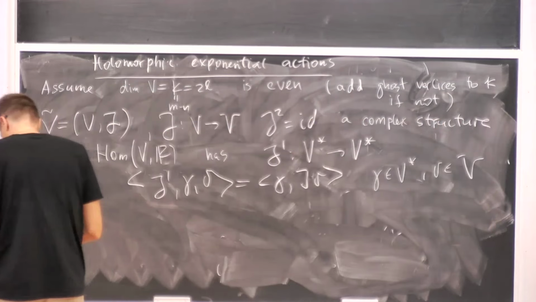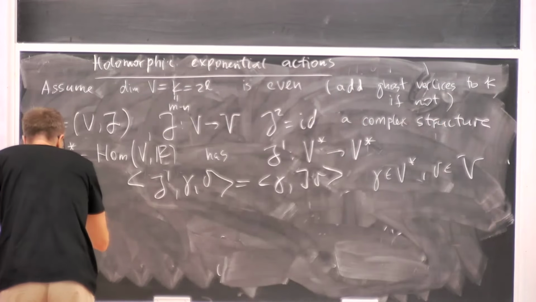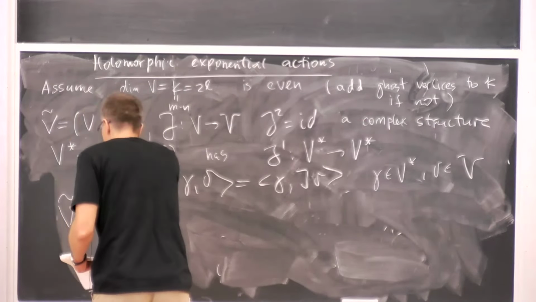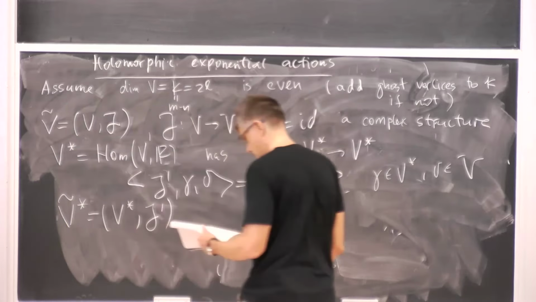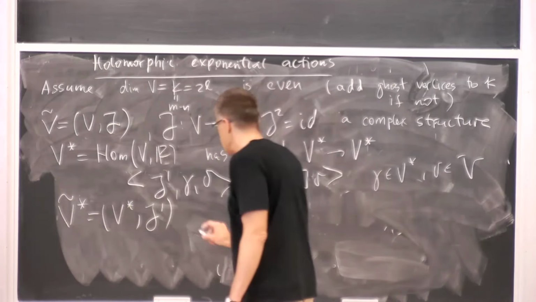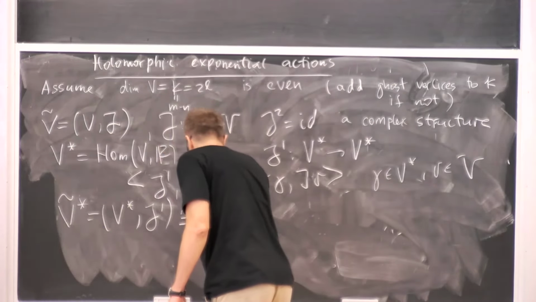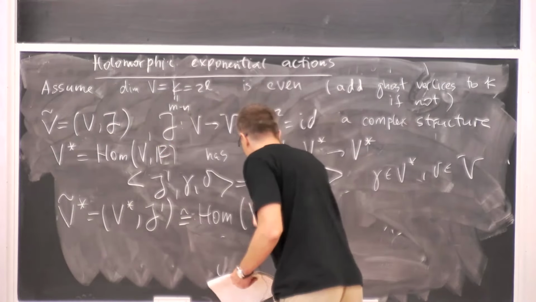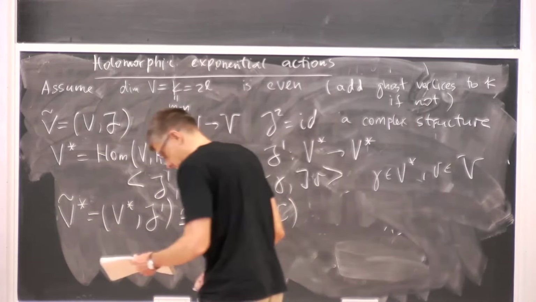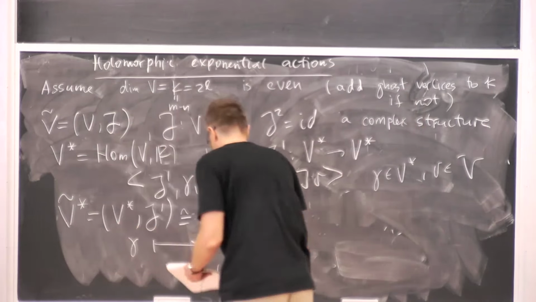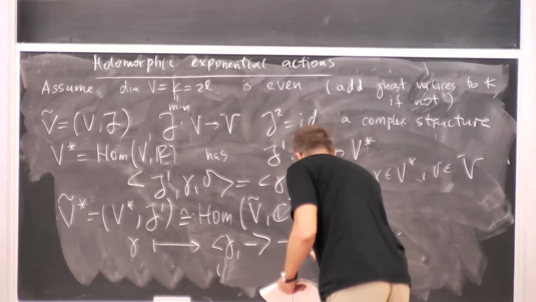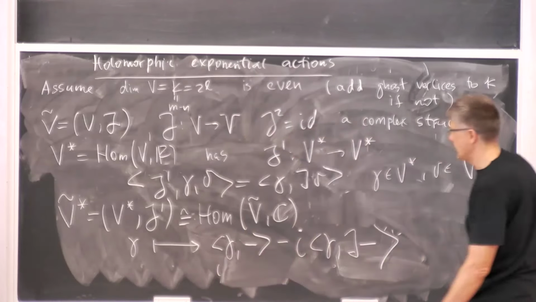And then you have the dual vector space, which also has this complex structure; we denote it by V star with tilde. Now this complex vector space is identified with the complex dual of this one, but there is a minus sign at some place, so the map goes like this.